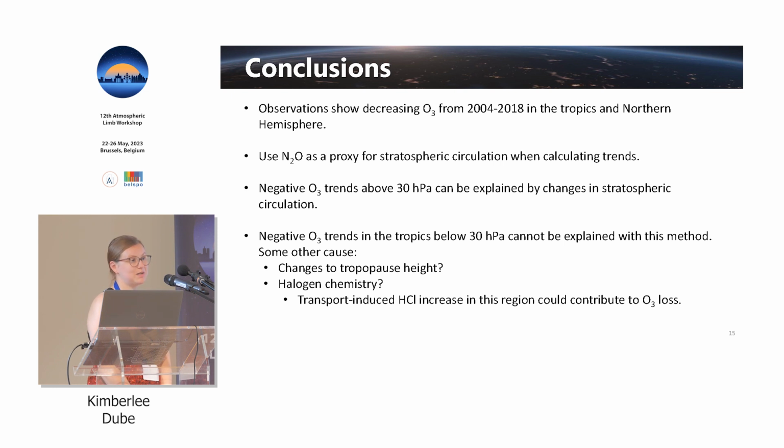In the tropics, the increases to the tropopause height could be important. I'm not accounting for those right now. And there could also be some halogen chemistry that we're not considering. I didn't show it, but we also see, similar to N2O, a very clear asymmetry in HCl, so there's actually an HCl increase from transport in the northern hemisphere. So perhaps this higher HCl is actually more directly contributing to the ozone loss.